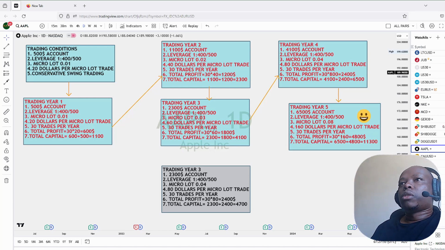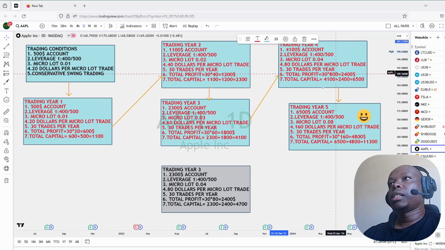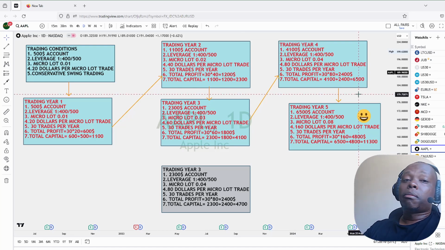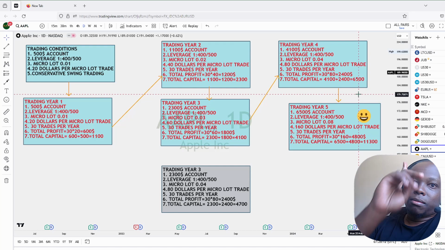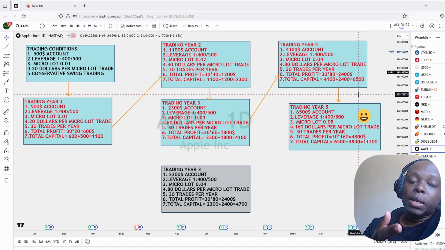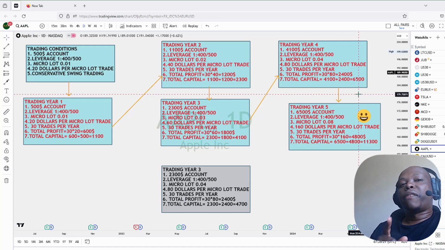So a total profit will be 30 times 80. This is a mistake. Let me just change it. It's 30 times 80. 30 times 80 is 2,400. So total profits will be 2,400. But remember, our starting capital was 4,100. So our closing capital in year four will be 6,500. Good, good.